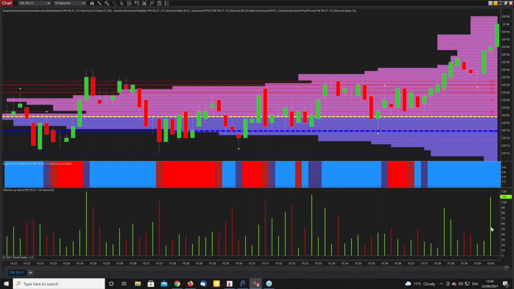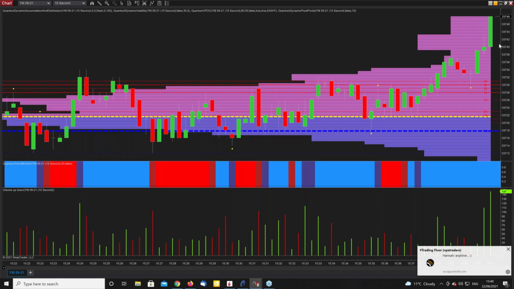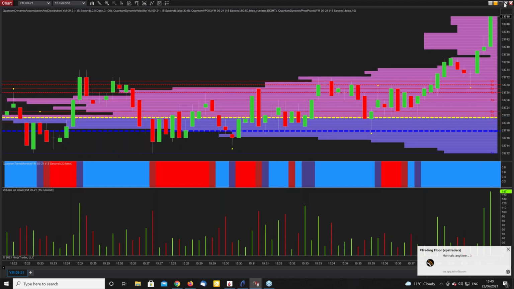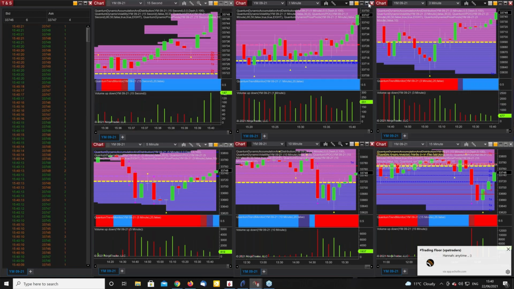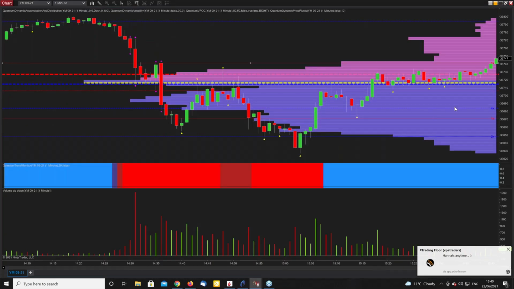On to the next candle. Nice, actually nice volume on there. Let's see what the next one does. Pushing higher. On up we go. Let's go down to a slightly slower time frame. Let's go over onto the 1 minute. There we go. What have we got in the 1 minute?